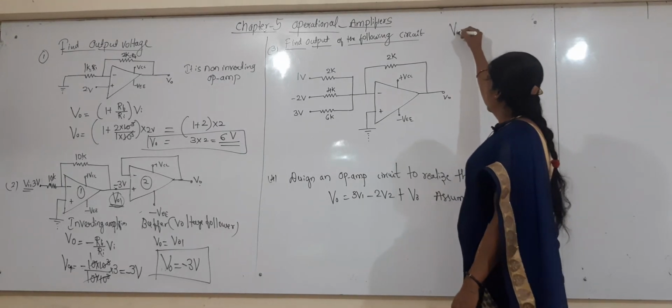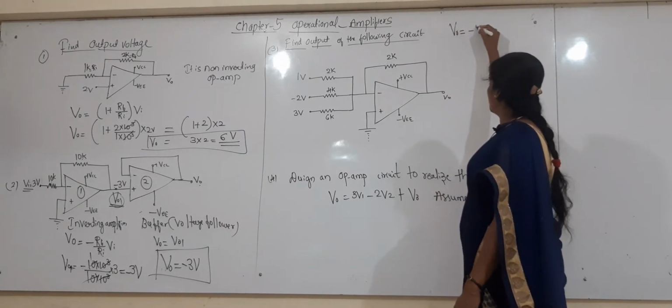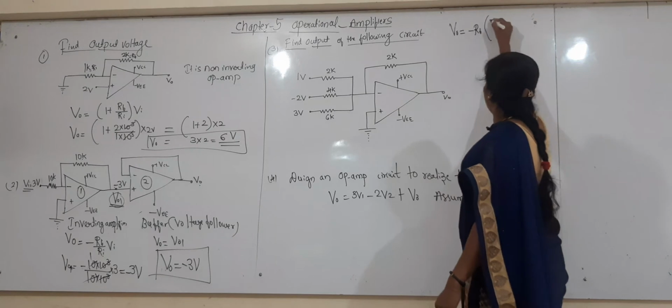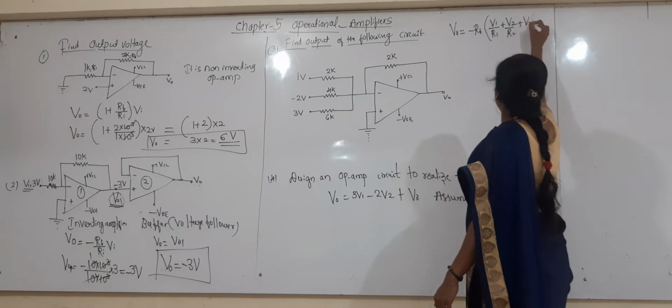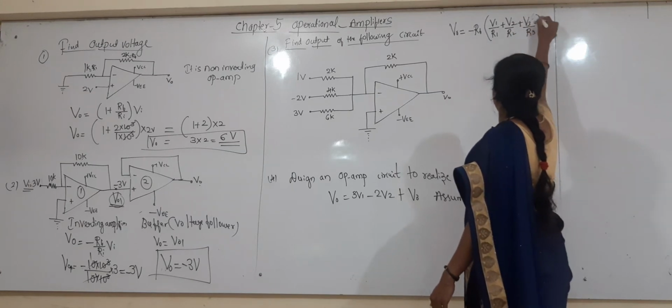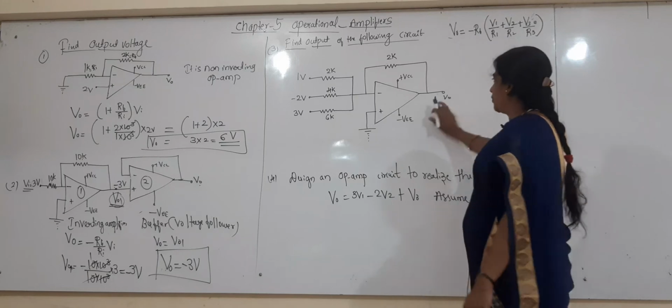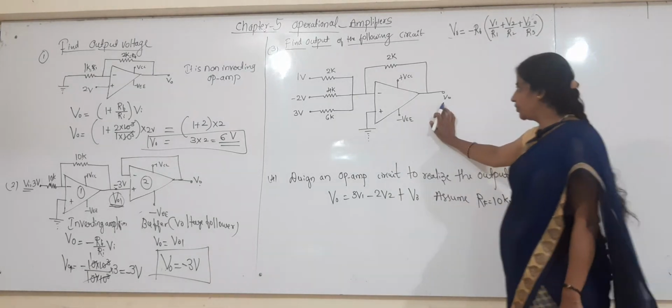Summing amplifier output voltage is equal to minus RF into V1 divided by R1 plus V2 divided by R2 plus V3 divided by R3. It is the formula for finding the output voltage. Here we have to find the output voltage.